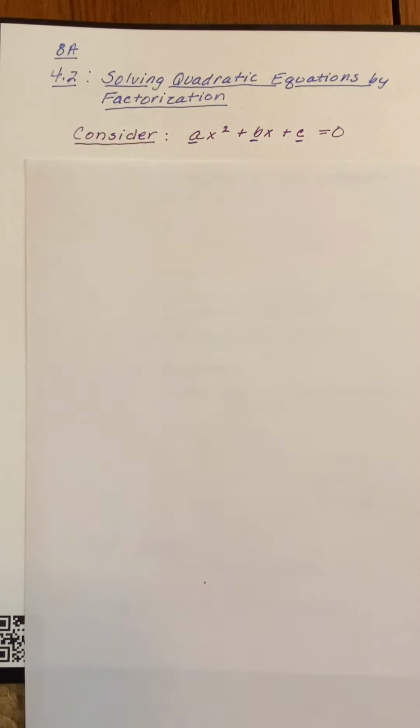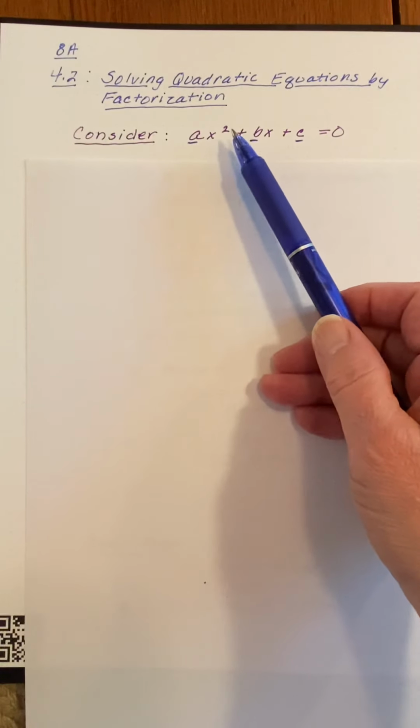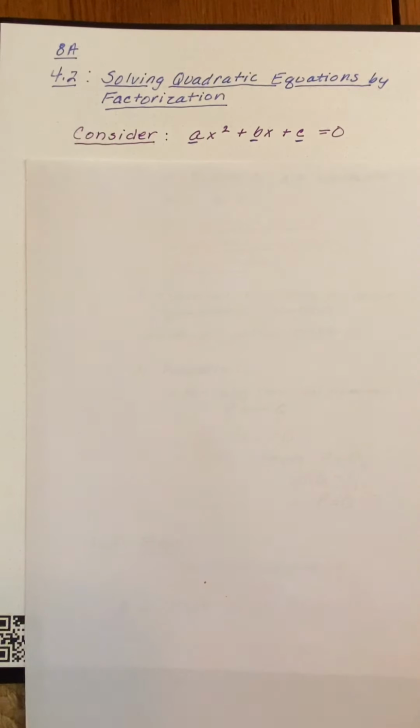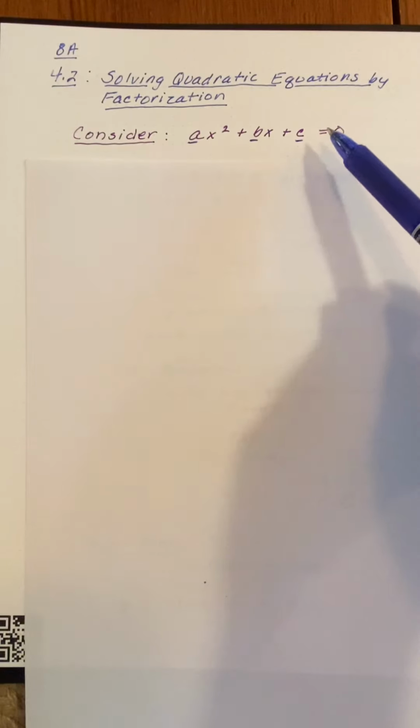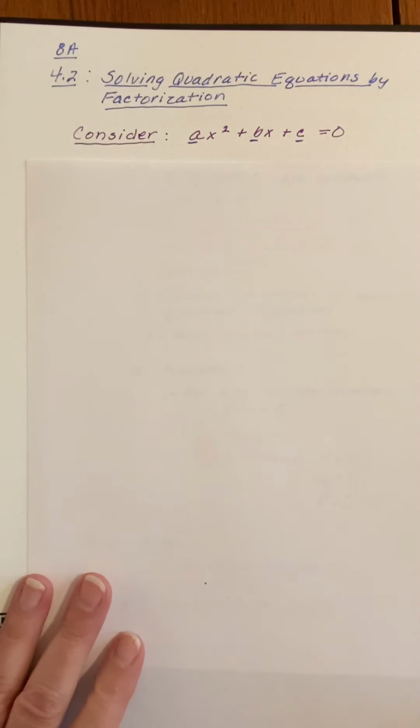Consider the form that we worked with last lesson, ax squared plus bx plus c. We now are adding an equals 0 because after we factorize these expressions, we are then going to proceed and go ahead and solve it by adding the equal 0. Now I underlined A, B, and C.